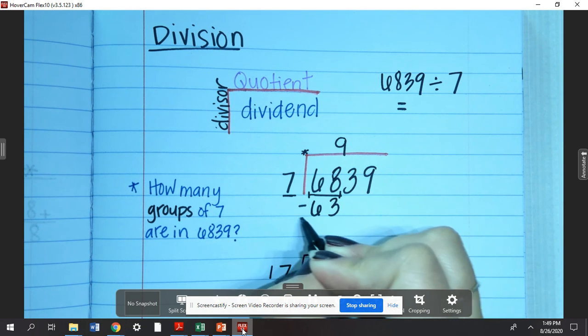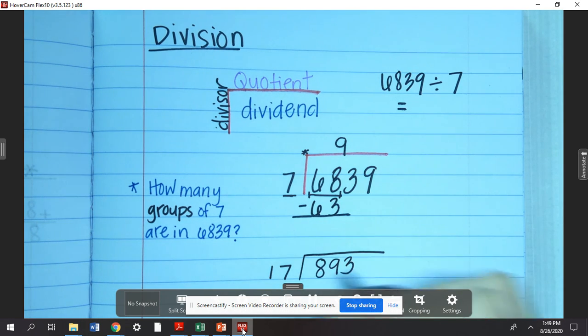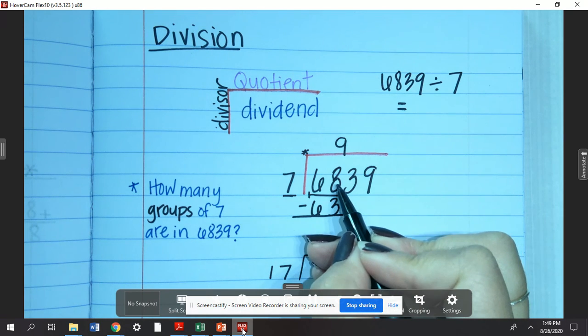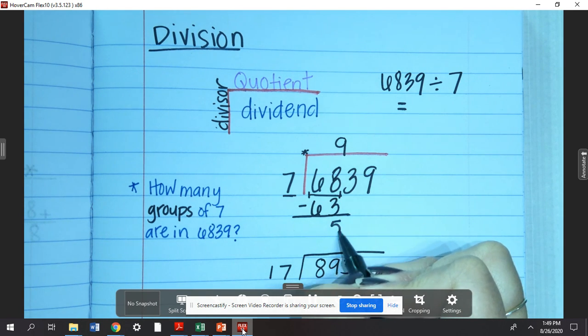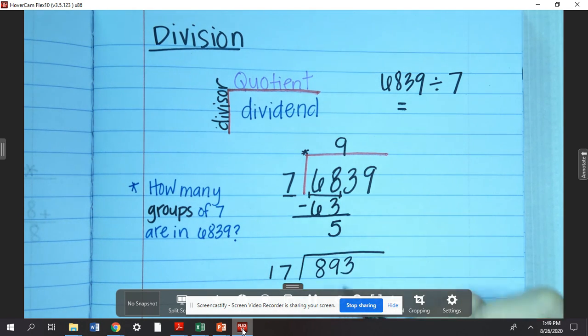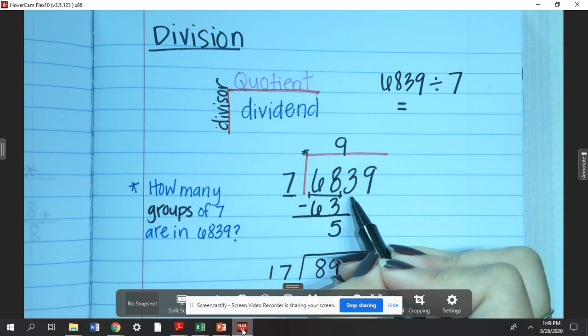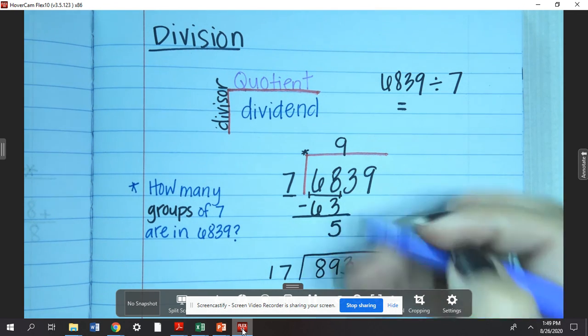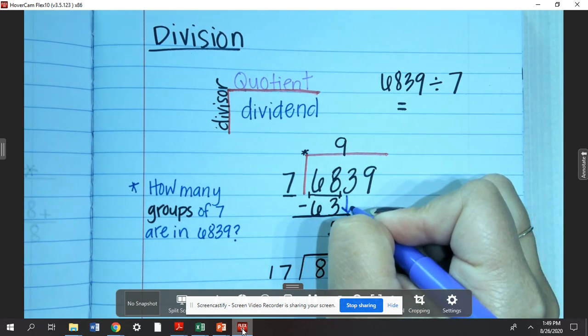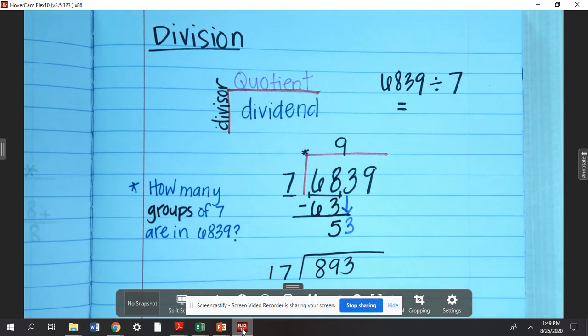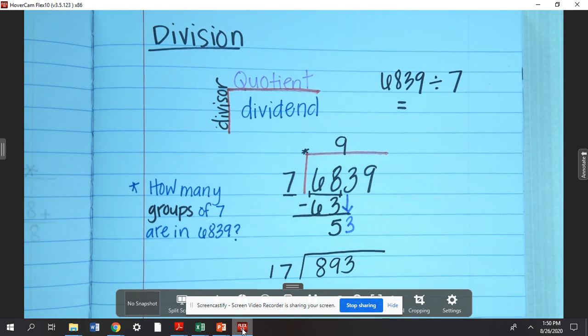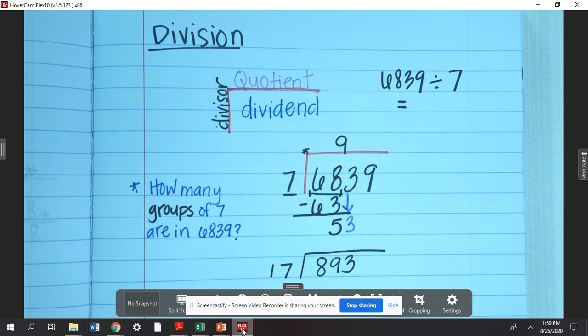So I'm going to subtract. I'm going to subtract. 8 minus 3 is 5, and then 6 minus 6 is 0, so I'm just going to leave that there. Then I'm going to bring down my 3. Then I'm going to ask myself how many groups of 7 are in 53.